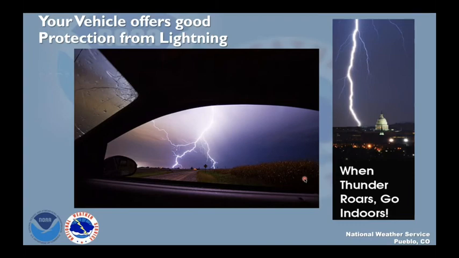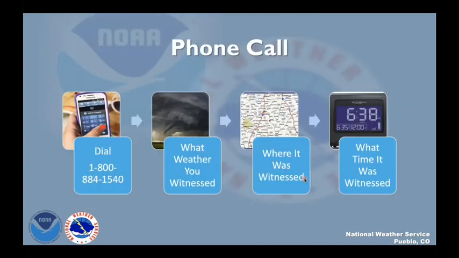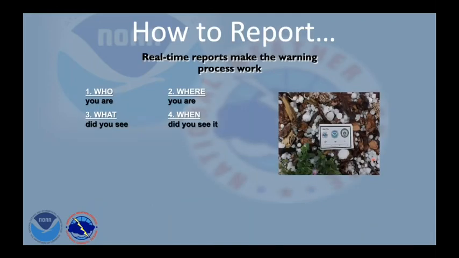So again, your vehicle offers good protection. We're getting close to the end. We're going to talk about how to report to us. So again, this is your spotter phone number, 1-800-884-1540. Tell us what you saw, where you saw it, and the time that it was witnessed. How to report it: who you are, where you are, what you saw, when did you see it.